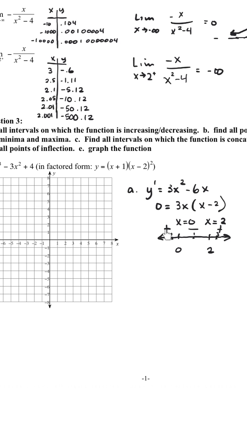So positive indicates an increasing part of the graph, negative indicates a decreasing part of the graph, and positive over here indicates increasing. So it's increasing from negative infinity to 0 and from 2 to infinity. So those are the two increasing intervals. I'm actually going to write those.